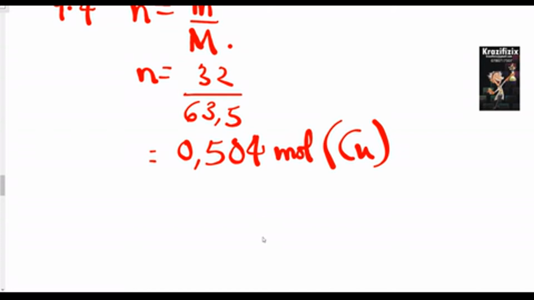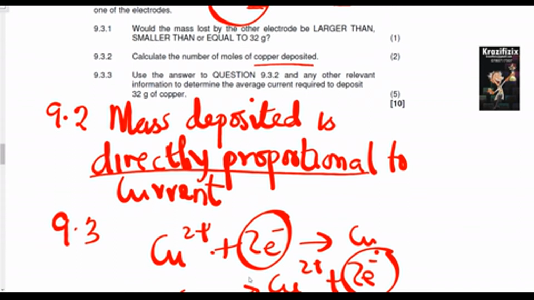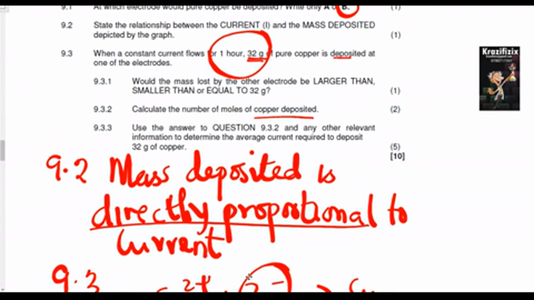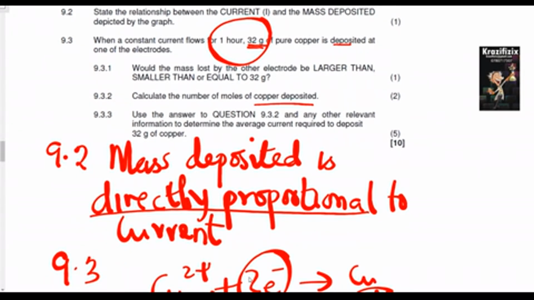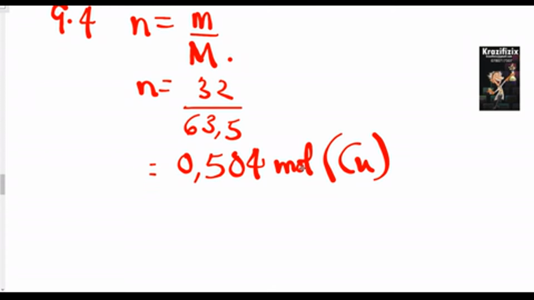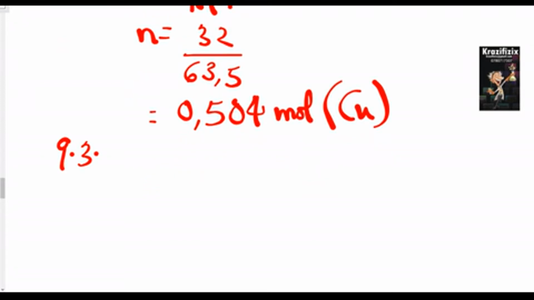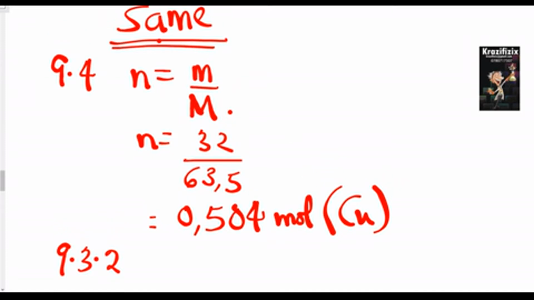Okay. Now, question. Oh, was that 9.4? No, that was 9.3. Oh, there's no 9.4. My bad. 9.3.3 now. Use your answer in 9.3.2 and any other relevant information. That's a tricky statement. To determine the average current, we're looking for current. Okay, remember we've got time here, 1 hour. Average current. So we're looking for current.